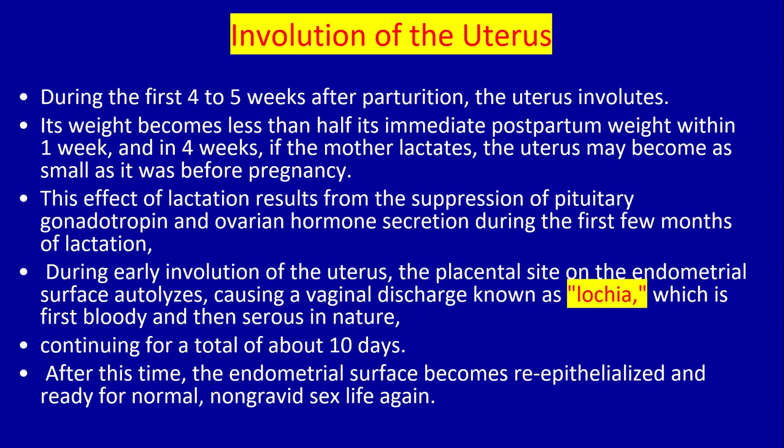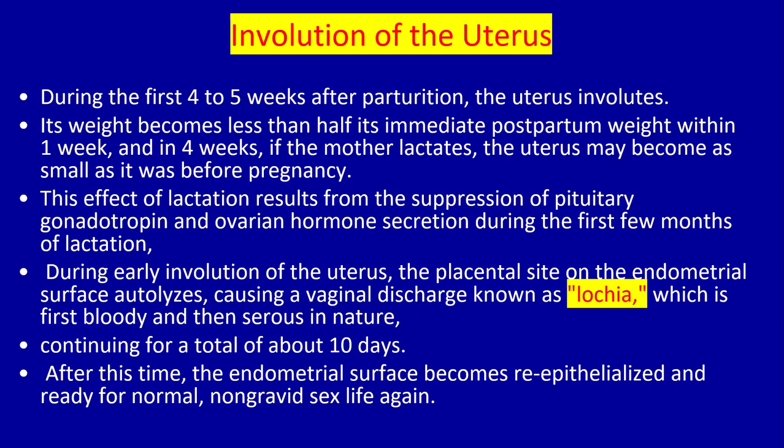Involution of the uterus. During the first 4 to 5 weeks after parturition, the uterus involutes. Its weight becomes less than half its immediate postpartum weight within 1 week, and in 4 weeks if the mother lactates, the uterus may become as small as it was before pregnancy. So breastfeeding actually helps involution of the uterus. A feeding mother's uterus involutes earlier.